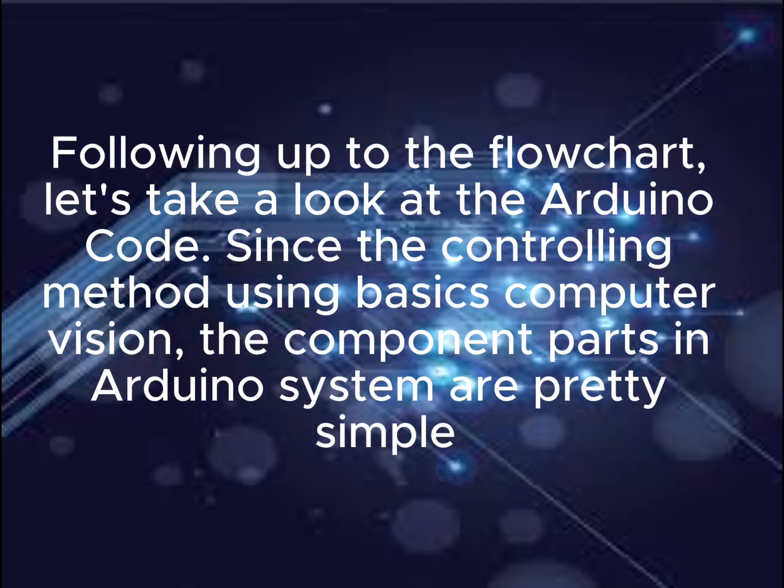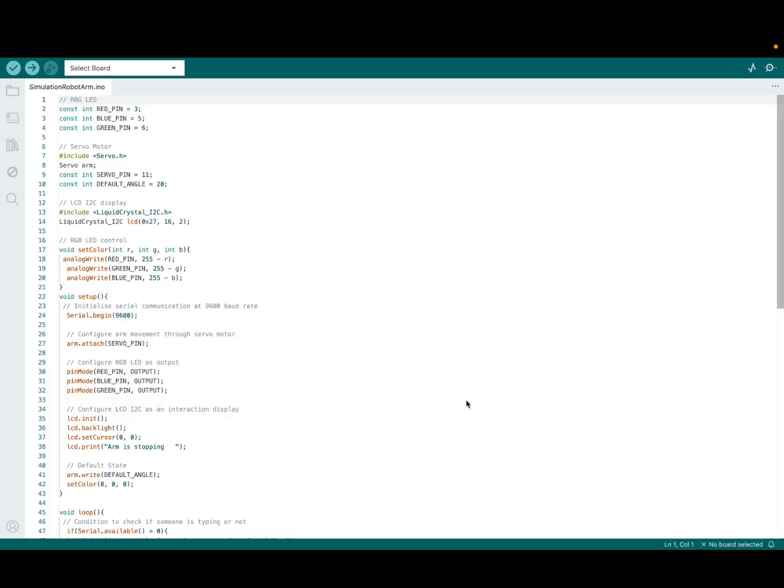Since the controlling method uses basic computer vision, the component parts in the Arduino system are pretty simple. To the code, first of all, as usual, we need to configure all the usable variables and include all the libraries and frameworks that we're going to use. In this case, they are RGB LED, servo motor, and LCD I2C displays.